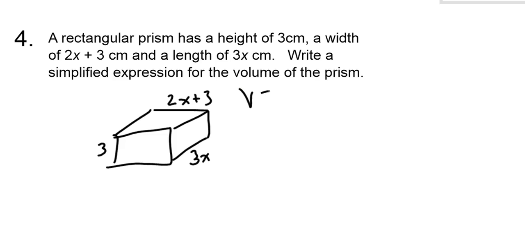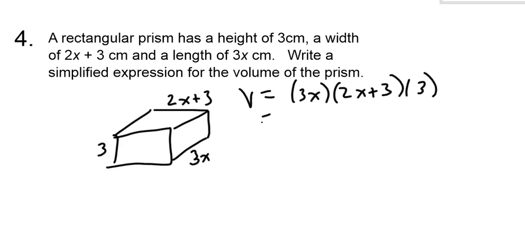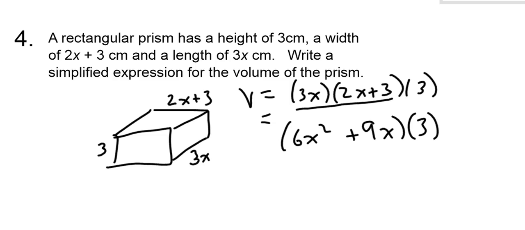So we know that volume is length times width times height. So again, it's just multiplying polynomials together. I'm going to start with these two. So 3x times 2x, 3x times 3. And then I'm going to multiply it by 3. So I get 18x squared plus 27x. And that's the volume of the shape.